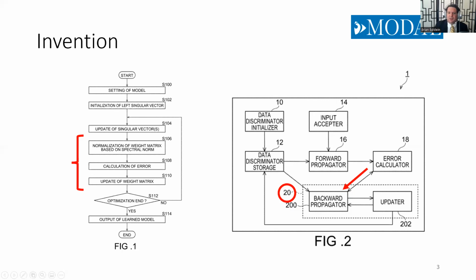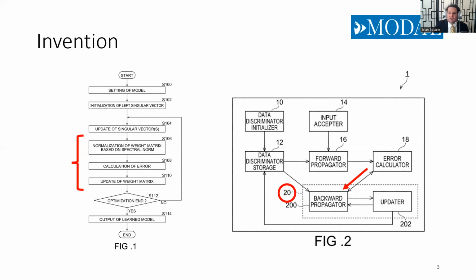So figure 1 on the left side of the slide illustrates a method of a generative adversarial network, a GAN, based on spectral normalization. After optional initialization steps at S100 and S102, left and right singular vectors of a weight matrix are updated at S104 by a convergence operation. The weight matrix is then normalized at S106 by spectral normalization based on the updated left and right singular vectors. An error is calculated at S108 based on the spectrally normalized weight matrix.